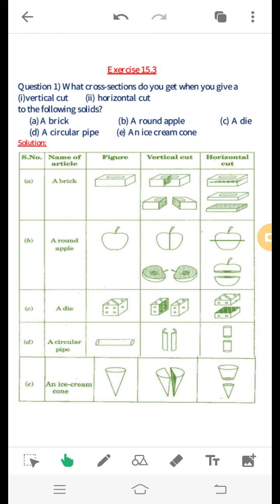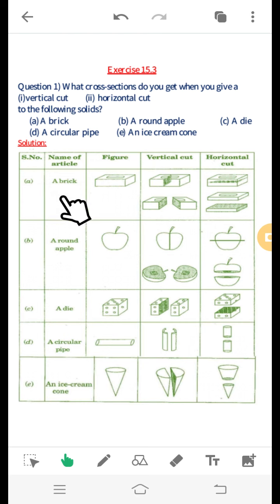Now exercise 15.3, question 1. What all cross sections do you get when you give a vertical cut, horizontal cut to the following solids? Here the solids' names are given: a brick, a round apple, a die, a circular pipe, and an ice cream cone. Here we have to check when we cut it vertically how it looks, when we cut it horizontally how it looks.